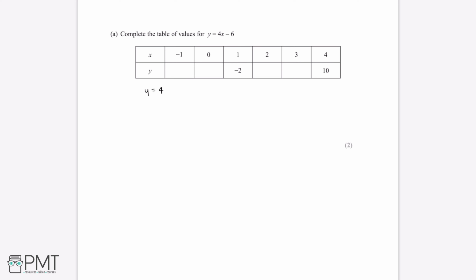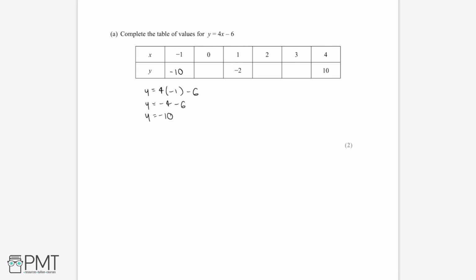when x equals negative 1, y will be equal to 4 multiplied by negative 1 minus 6. And we'll do our multiplications first. So this will simplify down to y is equal to negative 4 minus 6, which simplifies down to negative 10. And this is our value for y when x is equal to negative 1.